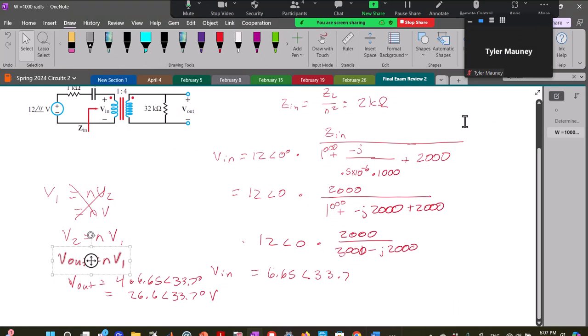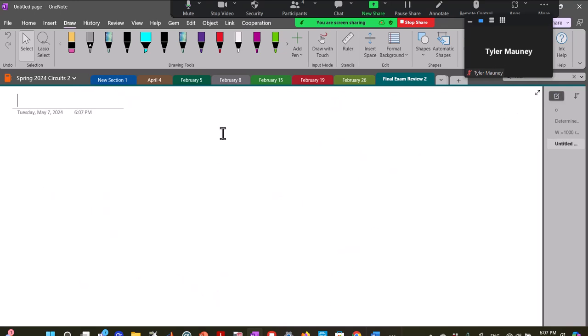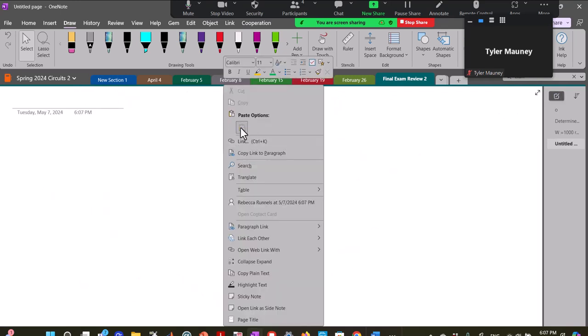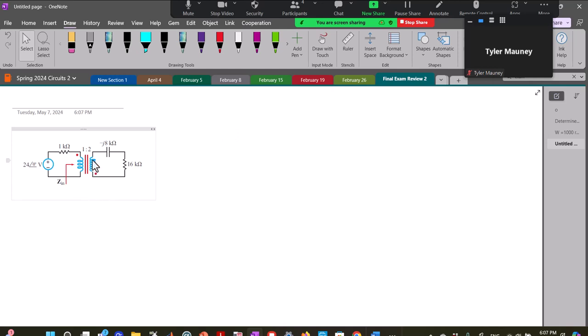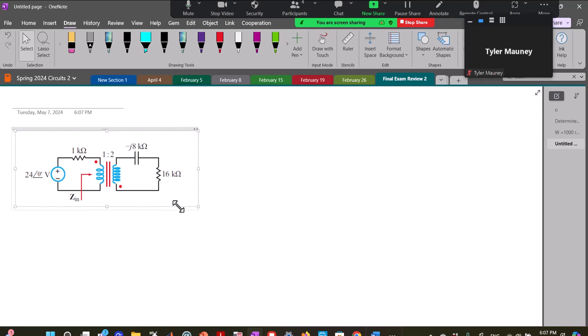Any questions before I go on to the next one, which was also just kind of right there in that same little group of problems that I thought would be worthwhile to do? So this one, we are supposed to find the complex power supplied by the source.